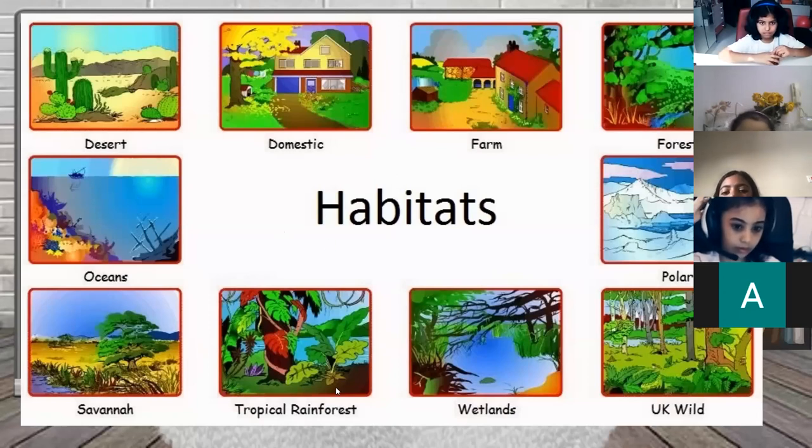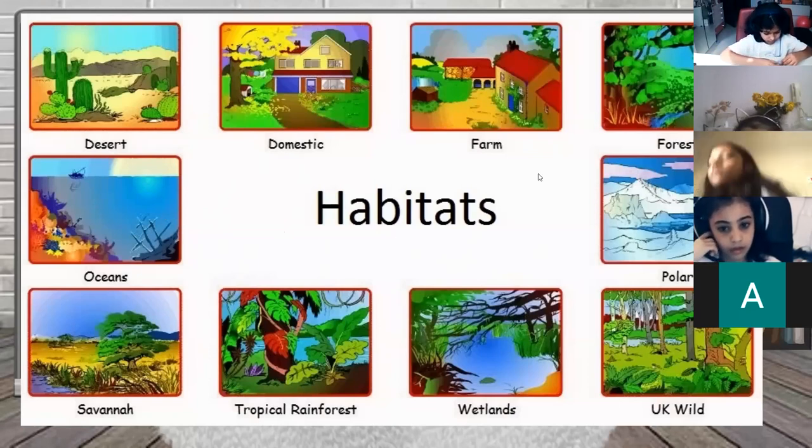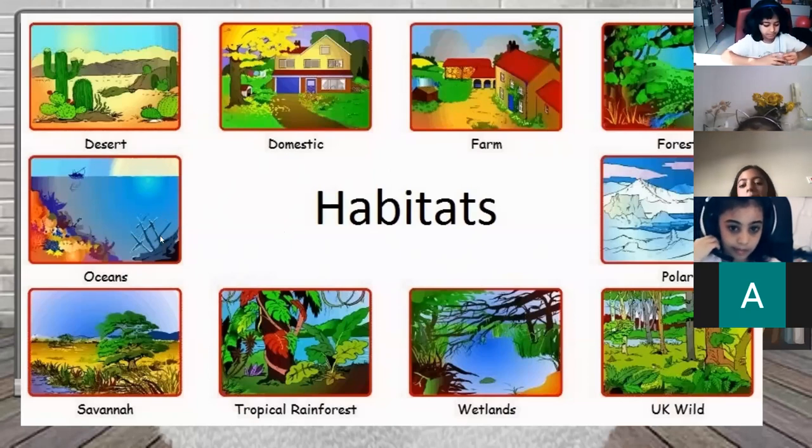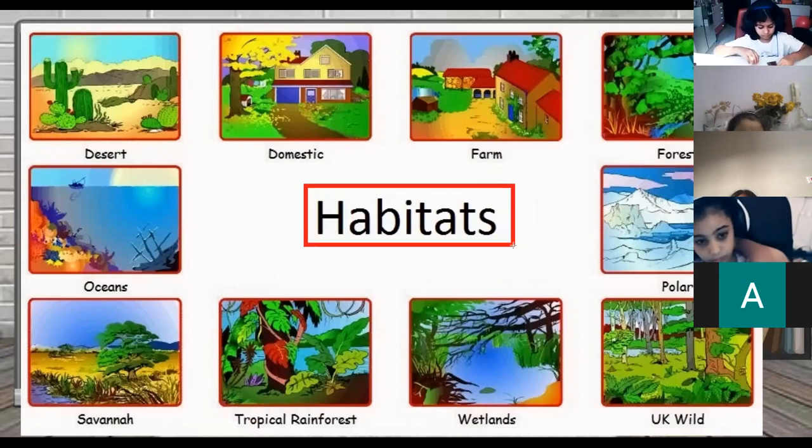Batul. Yes, miss. What do you see? I can see a desert, the ocean, the forest. Okay, when I tell you that these are the spaces where some animals live, what do we call these spaces? We call it with a word. The space where an animal lives, what do we call it? I can't remember what it's called.